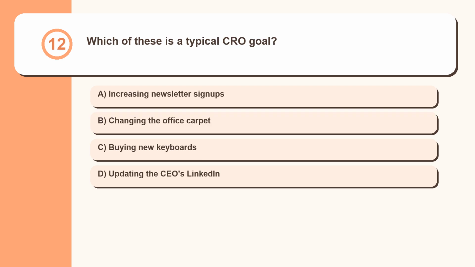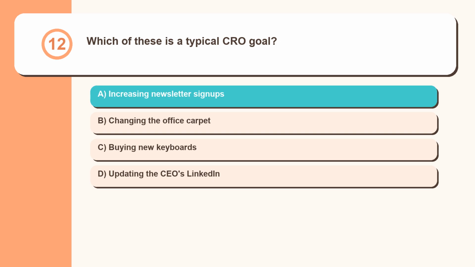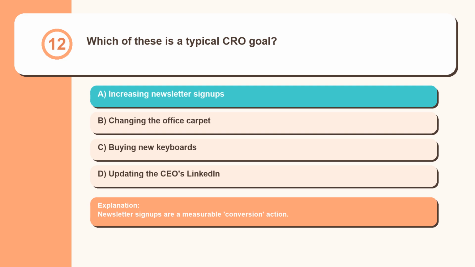Question 12. Which of these is a typical CRO goal? Increasing newsletter signups, changing the office carpet, buying new keyboards, updating the CEO's LinkedIn. Newsletter signups are a measurable conversion action.